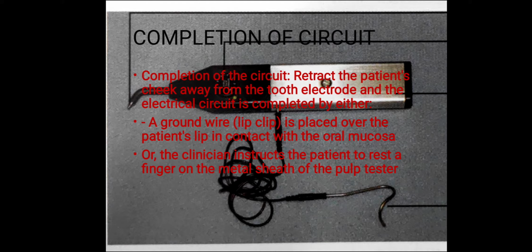Completion of circuit. To complete the circuit, we first need to retract the patient's cheek away from the tooth electrode. The electric circuit is completed either by a lip clip placed over the patient's lip in contact with oral mucosa, or the clinician instructs the patient to rest a finger on the metal sheet of the pulp tester.